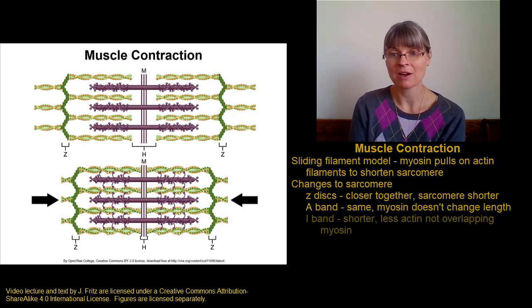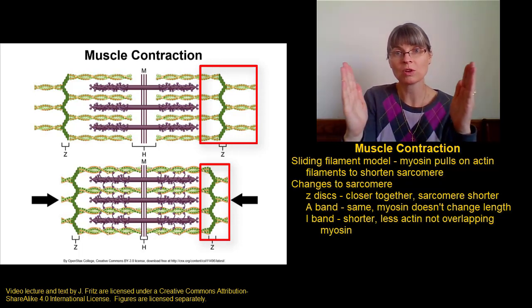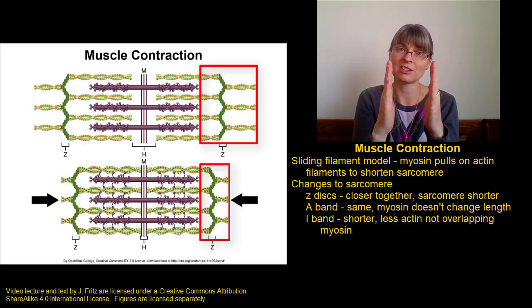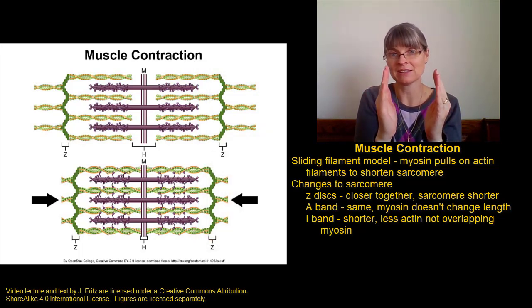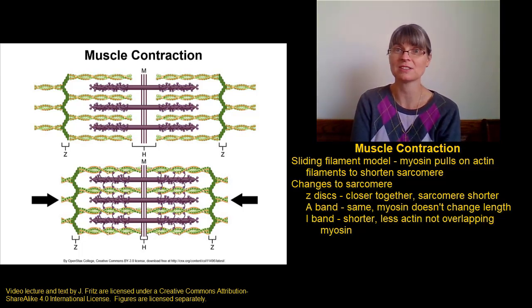The I band, however, that area where we see just the actin without the myosin, will get shorter. As we pull those actin filaments across the myosin filaments, we have less area of actin that's not overlapped, so our I band is going to get smaller and smaller as the contraction continues.